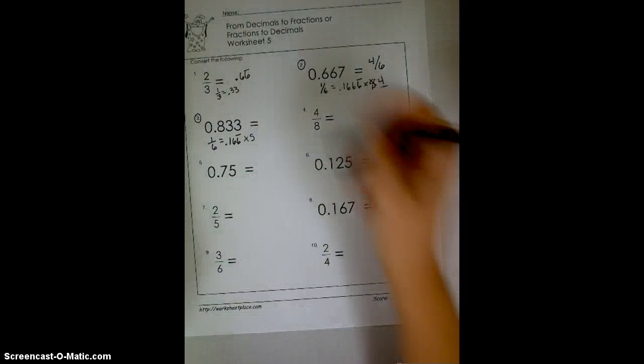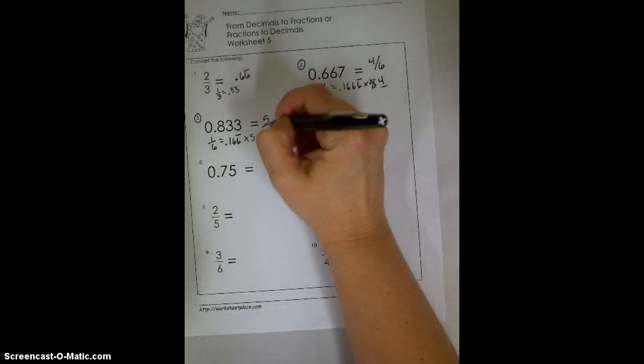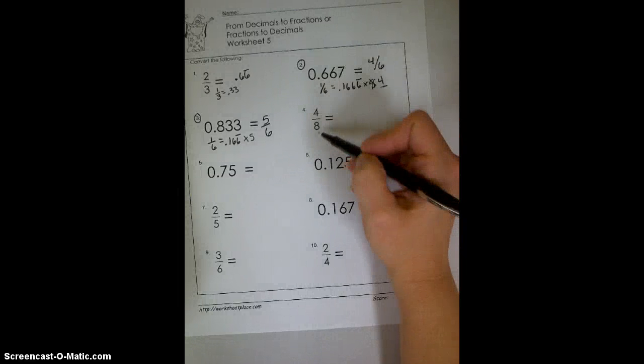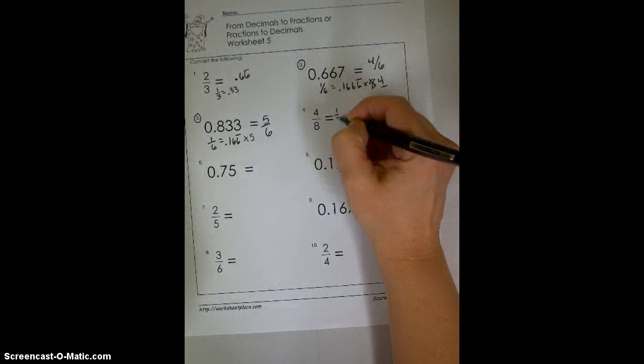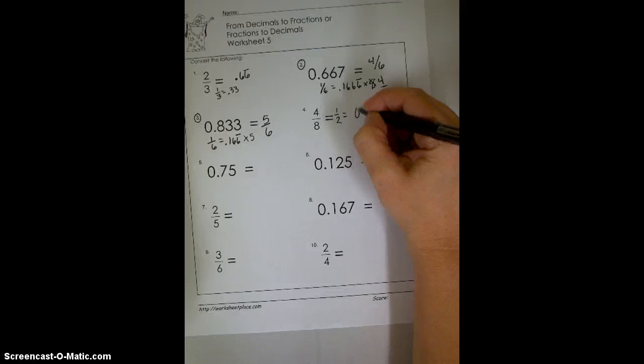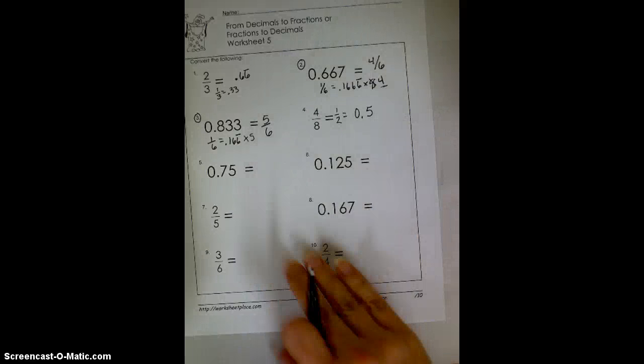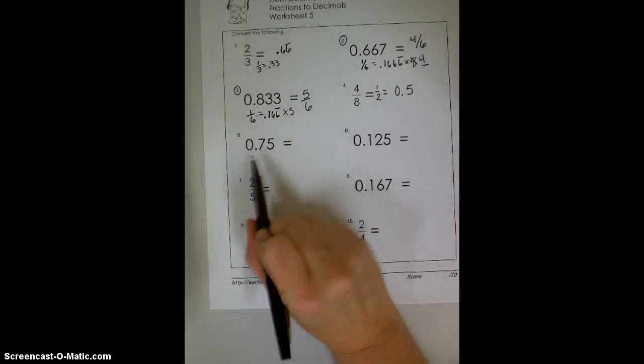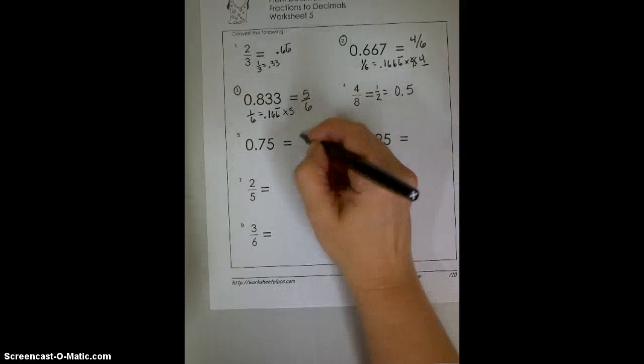I think we're done with the calculator now. The other ones we can do mentally. 4/8 is the same as 1/2, and we know how to write 1/2 as a decimal, 0.5. 0.75, that's the one where I taught you to think money. If you have 75 cents, you have 3/4 of a dollar.